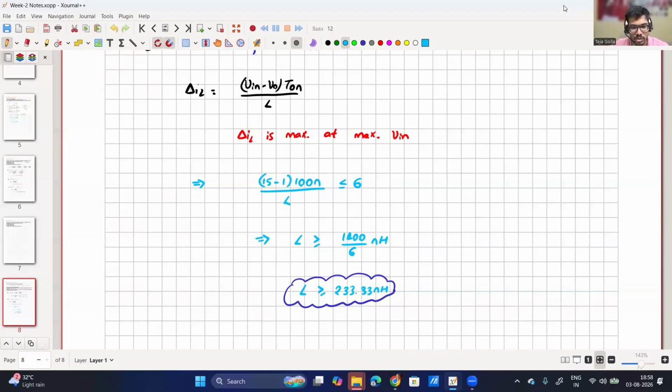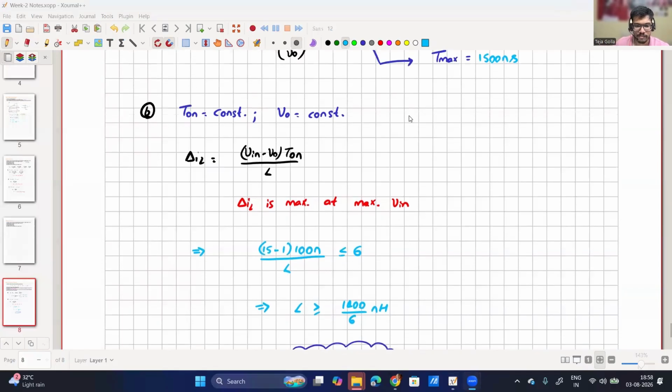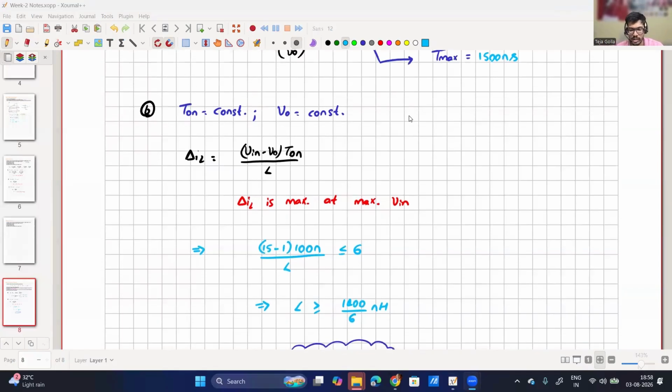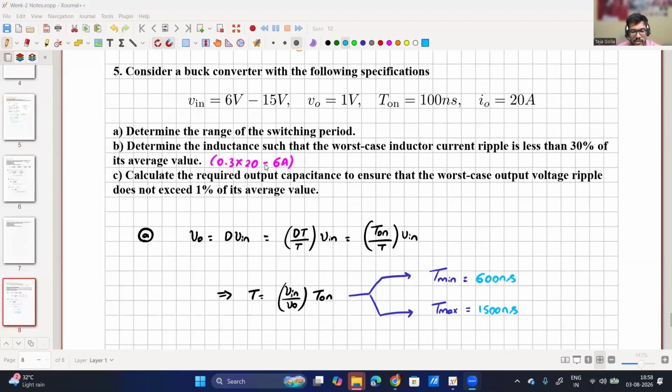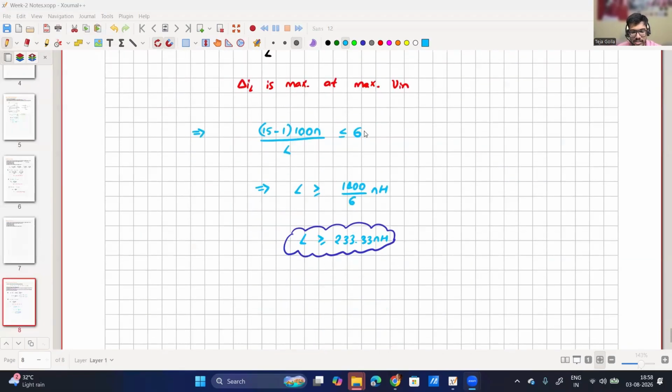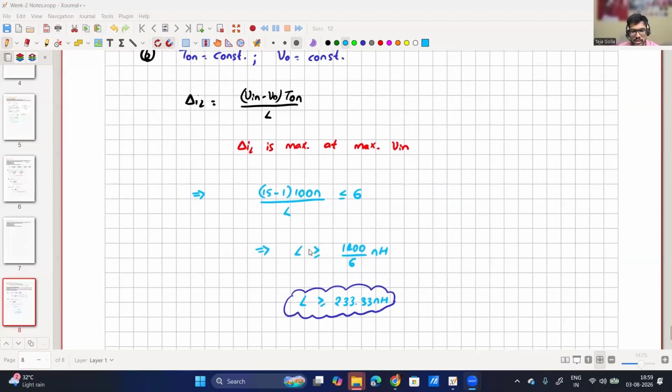Are you able to follow? Okay, let me re-explain. For a buck converter, we know that delta IL is (V in minus V0) into T on by L. And in the previous problem, we have seen that delta IL is maximum at maximum input voltage. So I have considered the maximum input voltage to design the inductance value L, since that is the worst case. And then they have given the value should be 30% of its average value. Average inductor current is equal to I naught, which is 20 amperes. So 0.3 times 20 is 6 amperes. So that's why I have considered 6. And then I got my inductance to be at least greater than 233.33 nanohenry. So I can choose 240, 250 nanohenry, something like that. Is this clear?